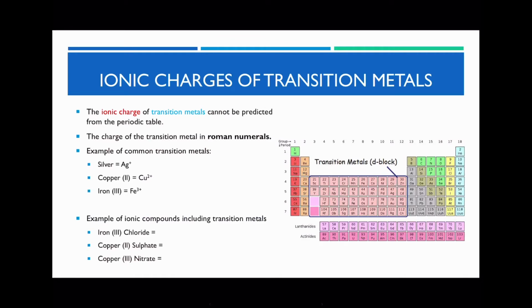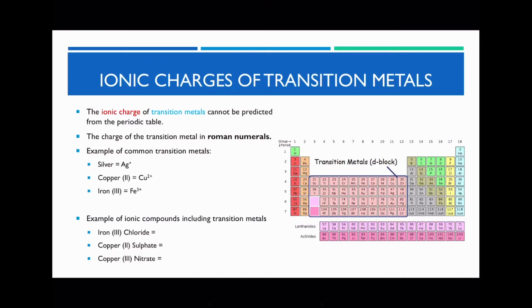When we're trying to find out the ionic charges of transition metals, previously I discussed that transition metals behave very differently. So it's a bit hard to predict what their charge is just by relying on the periodic table. To get around that, questions often tell you what the charge is in Roman numerals. So you need to know your Roman numerals, just pretty much 1 to 4.